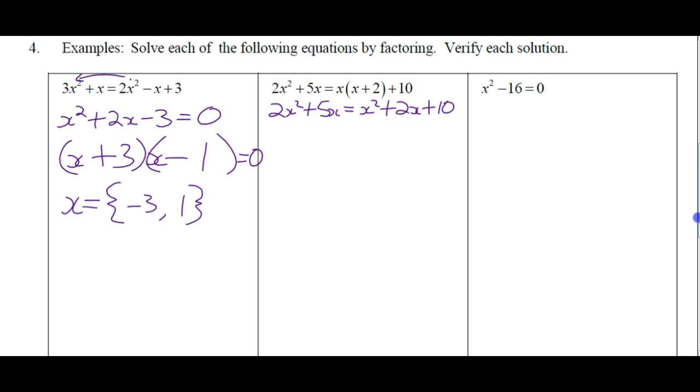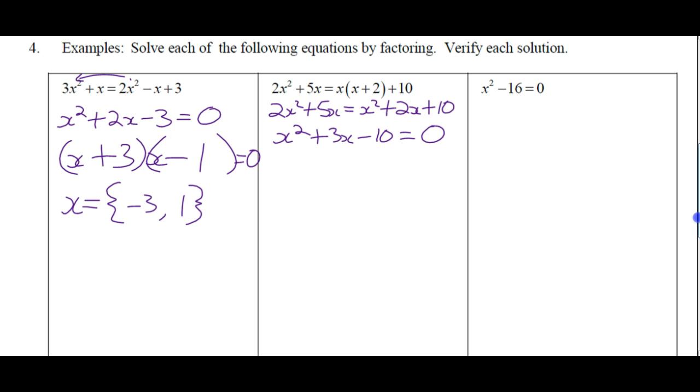Okay, so we need to expand both sides, right? Then we need to collect our terms together. I have a larger x squared on the left, so I'm going to move everything left. So I'm going to subtract. So 2x squared minus x squared is x squared. 5x minus 2x would be plus 3x. Minus 10 equals 0. Okay, now I want you to factor that. You need two numbers that multiply to 10 and differ by 3.